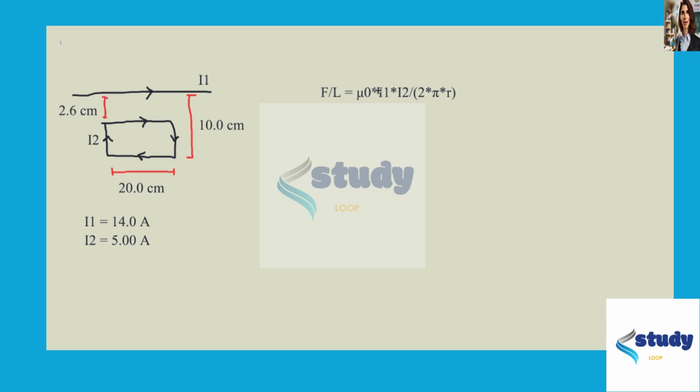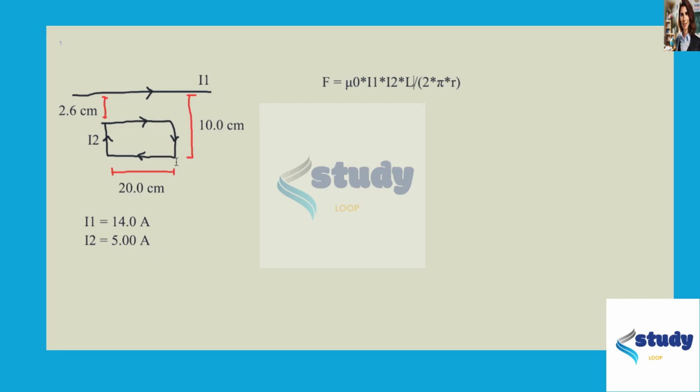So to do that, we're going to need to use our equation for the force on two segments of wire. And we want to know the actual absolute force, so let's multiply both sides here by L so that we are just solving for the force directly. Now, since the wires in this loop are separated by different distances, we're going to need to consider each side of the loop separately.